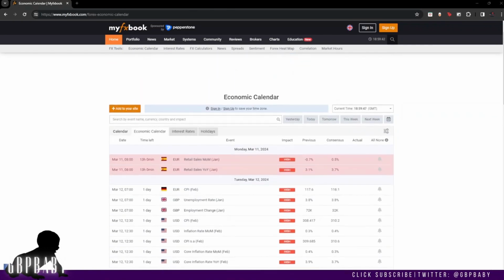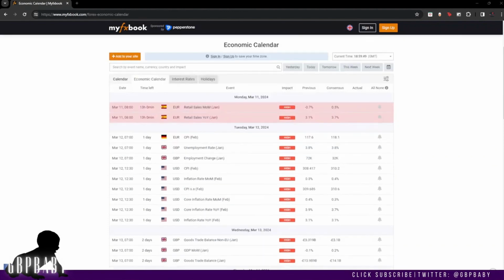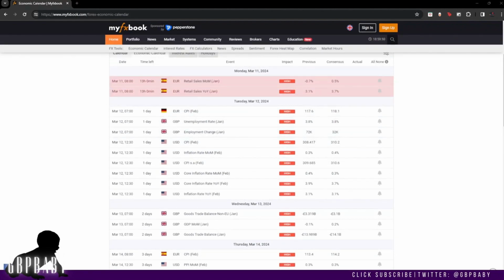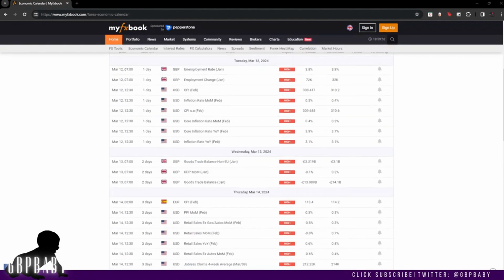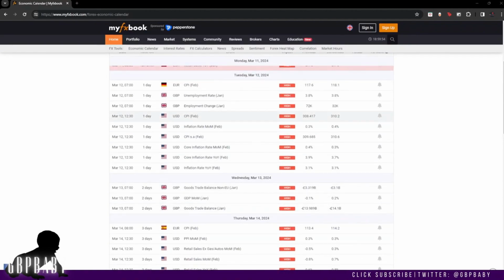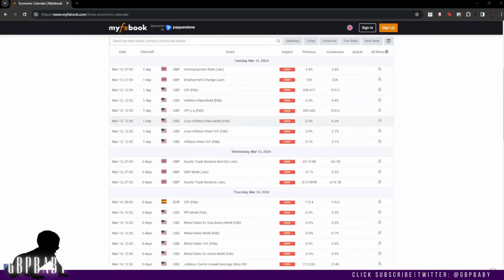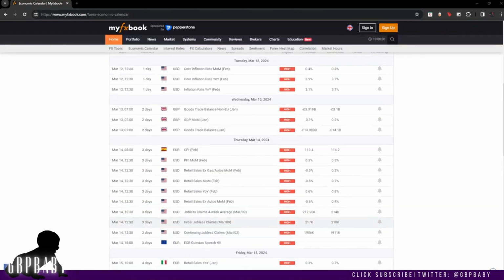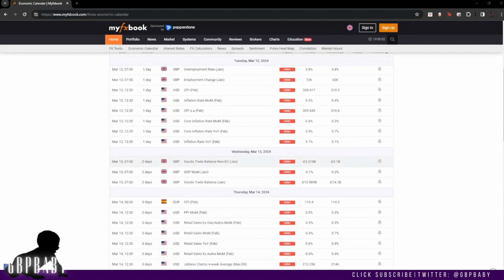So I'm starting here on the economic calendar. I'm using my FX book, and you can see that we do have high impact news pretty much every day. However, with the US dollar specifically, we only have high impact news on the Tuesday, Thursday, and Friday this week. So we do have CPI. CPI is always good fun, and then on Thursday we have PPI, followed by Friday with some more high impact news. And then on the Wednesday, we also have GBP with some high impact news.